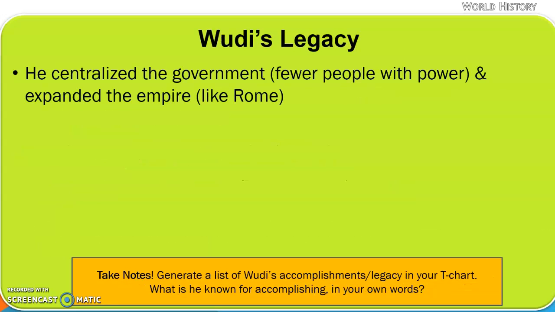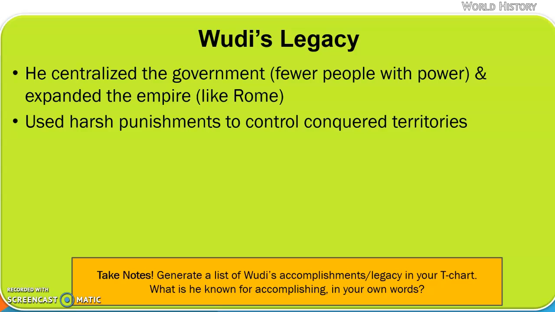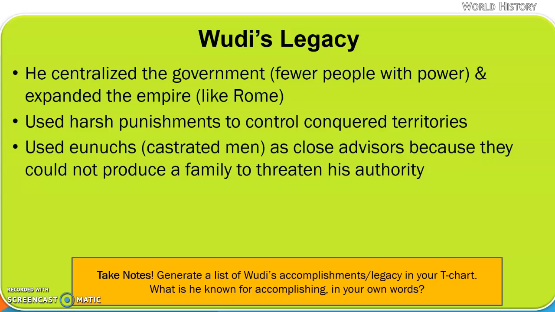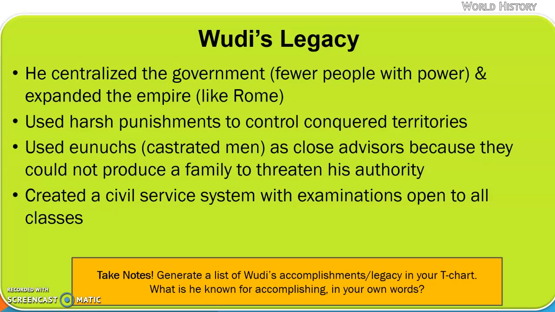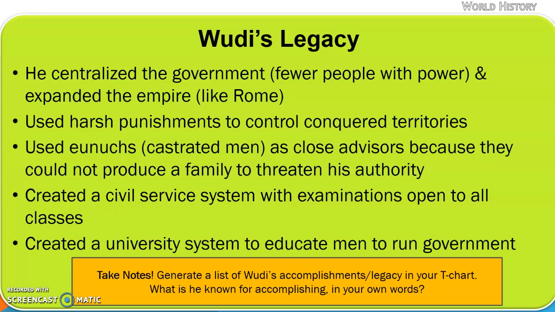He centralized the government, so he went in the opposite direction. Fewer people with power and expanded the empire, like Rome. He used harsh punishments to control conquered territories. He used castrated men as close advisors, eunuchs, because they could not produce a family to threaten his authority. And he created a civil service system with examinations open to all classes. Now that's pretty cool, and he created a university system also to educate men to run government.